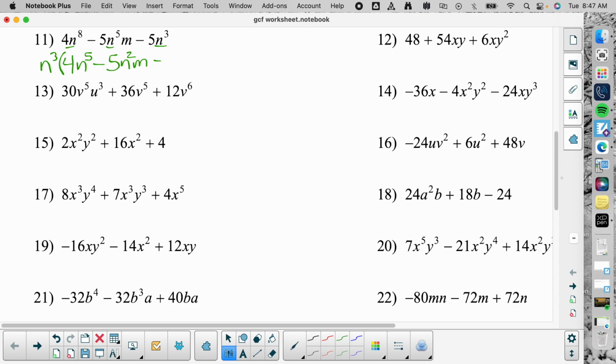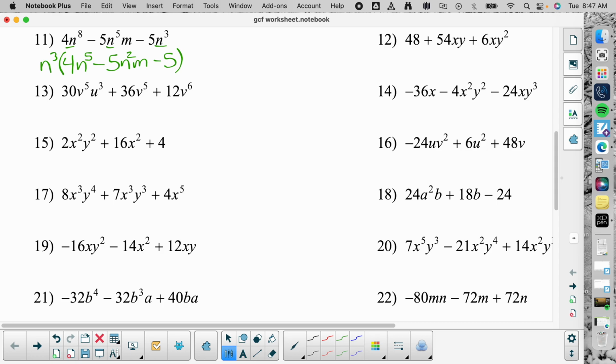The last term: the 5 stays because we didn't take any numbers out. And then there wouldn't be any letters left because we had 3 and we took all 3 away. So then that would be factored.